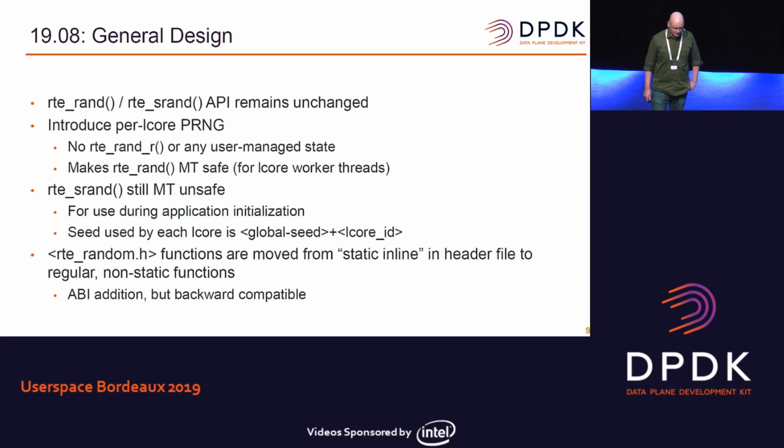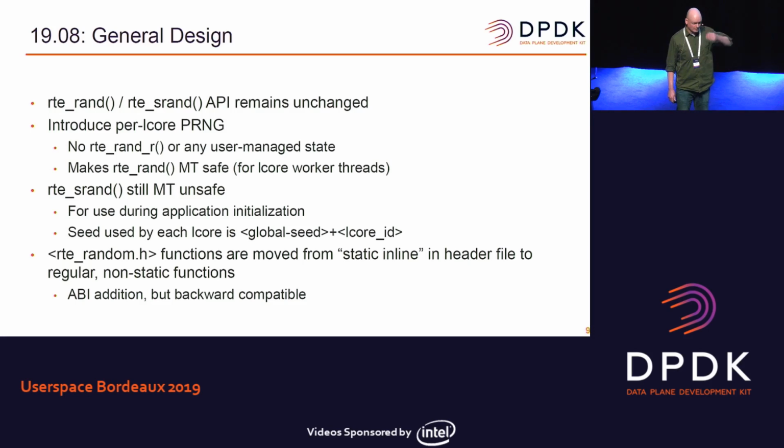The seeding is still unsafe because I figured this would be used during application initialization, and typically you're single threaded at that point, so I didn't bother to make that safe. You can certainly do that if you want to, but I didn't. And the seed is huge. The L-core seed is the seed that the application gives or that's generated at startup, plus the L-core ID, because you want to use different seeds on the different generators. Otherwise, you'll have the same sequence on all the cores, and that would be really silly.